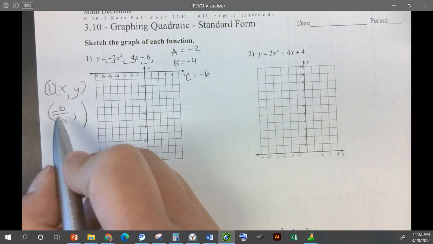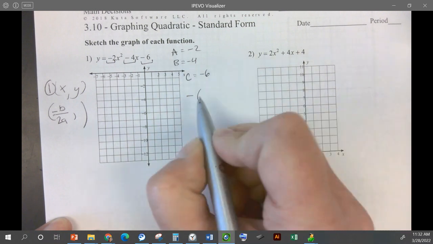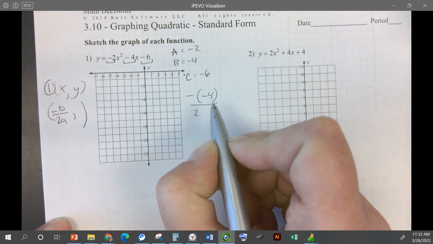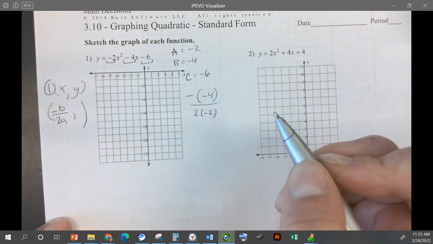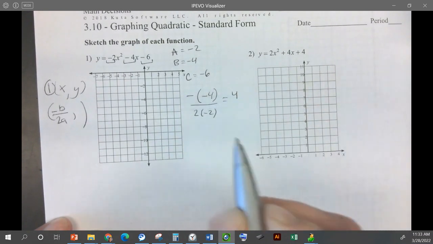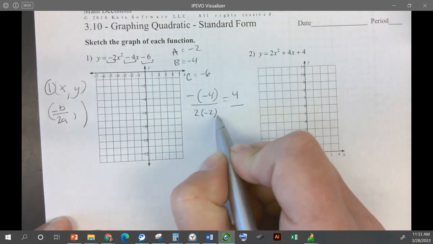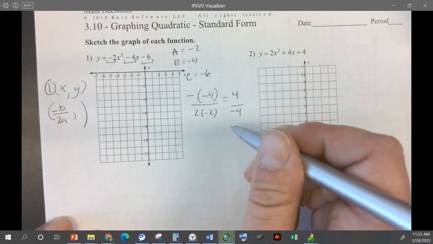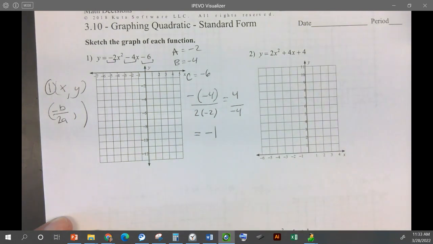So all we have to do is negative b. So we've got negative, and b is already negative 4. So negative 4 divided by 2 times a, and a is negative 2. Then we just have to simplify. Negative times negative 4 gives me a positive 4 on the top. 2 times negative 2 is negative 4, so on the bottom I have a negative 4. And 4 divided by negative 4 gives us negative 1. Okay. Questions on that?